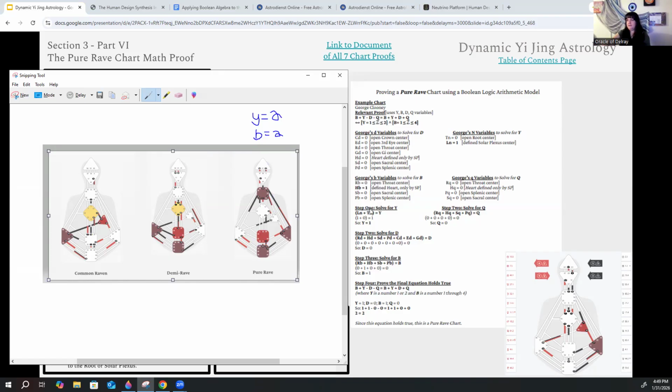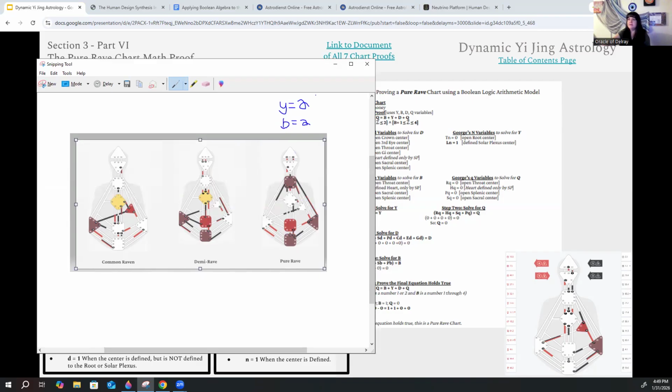And then there is D, which looks at centers that are defined but not defined by the root or solar plexus. Nope, the only ones are defined by the root and solar plexus. And so it doesn't have a Q variable either. So the other two are 0. And that's what we want.